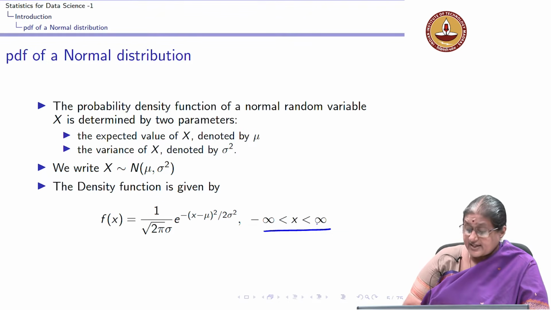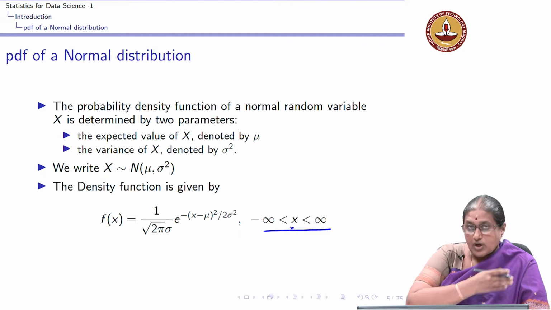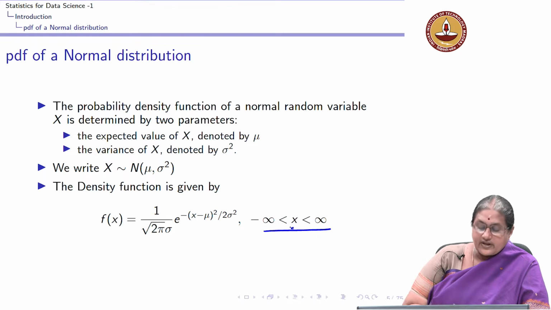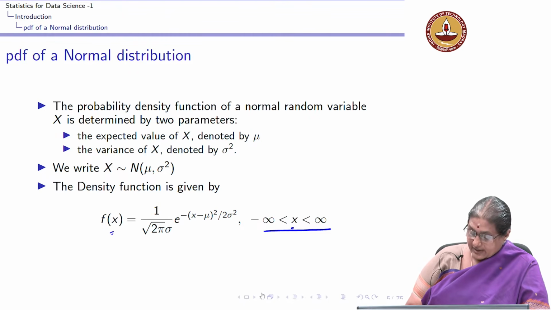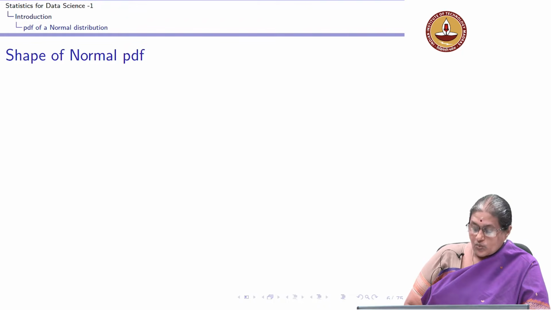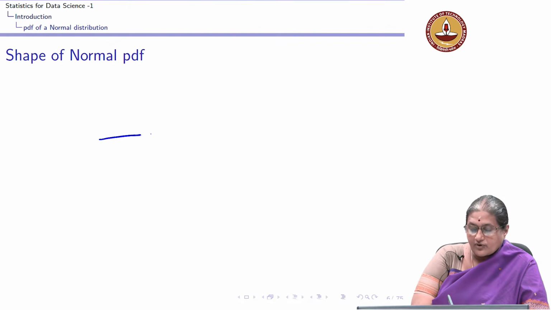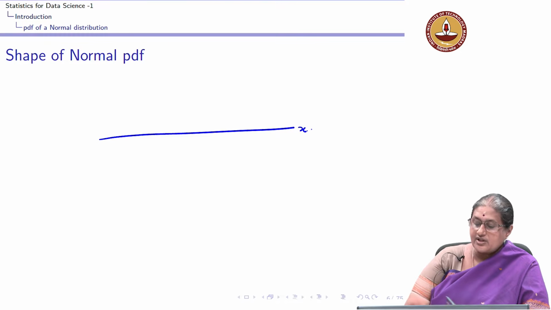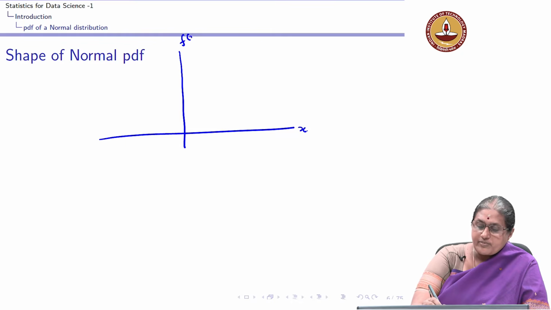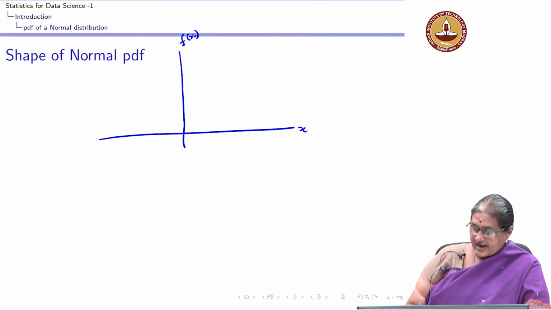Can x take a negative value? Yes, because I am allowing x to take a negative value. So, for all real values of x, this is the density of my random variable. What is the shape of a normal probability density function? Since x takes all values in the real line, I want to see what would be the shape of f of x.